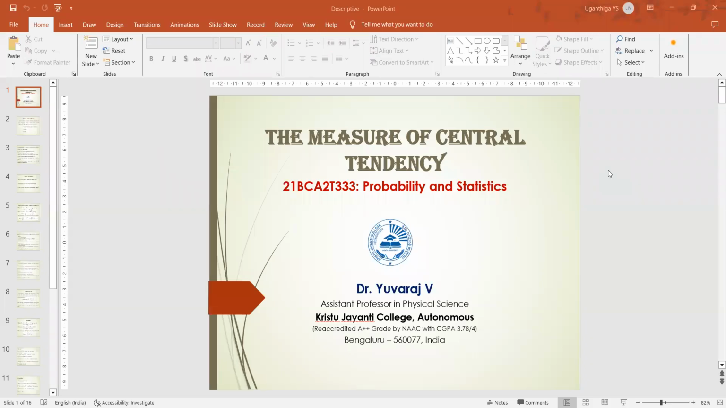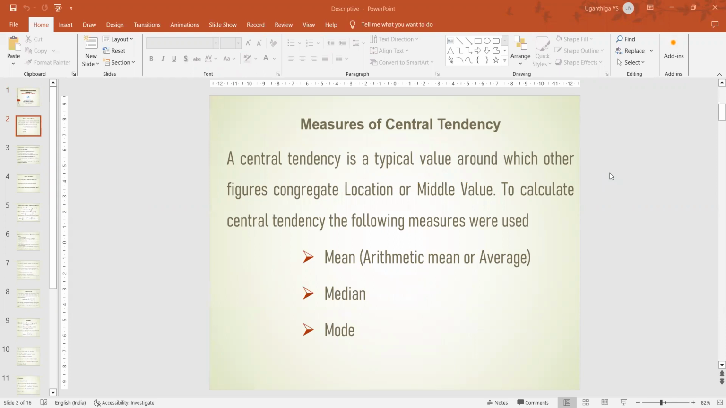So in this video, we are going to discuss the measures of central tendency. First of all, what is the meaning of central tendency? Central tendency means a typical value. Typical value means a single value which represents the entire data. That value we consider as a middle value or central value.